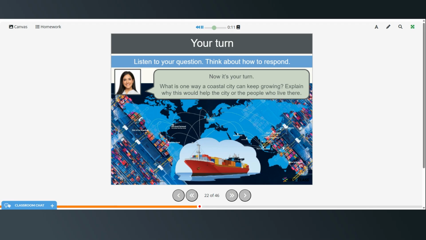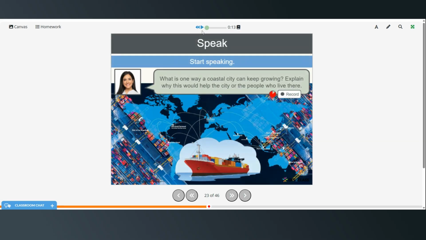Now it's your turn. In a moment, the teacher will ask you what is one way a coastal city can keep growing and how this would help the city or the people who live there. Think about it. Now it is your turn. What is one way a coastal city can keep growing? Explain why this would help the city or the people who live there. Again, you can pause the video, speak your answer aloud, and then restart when you're ready to continue.